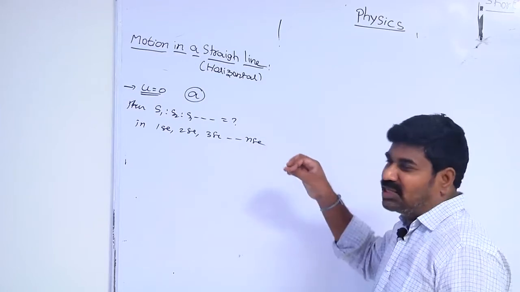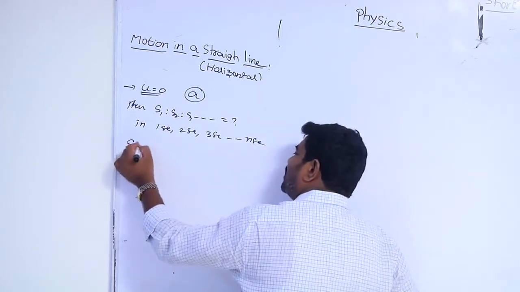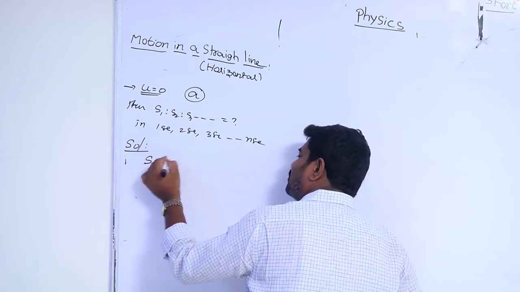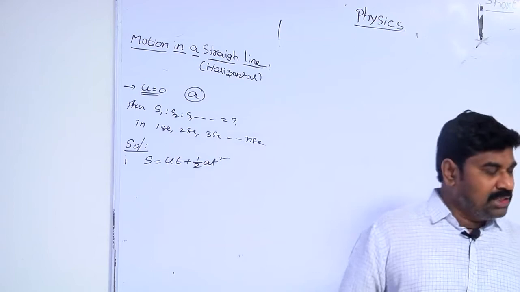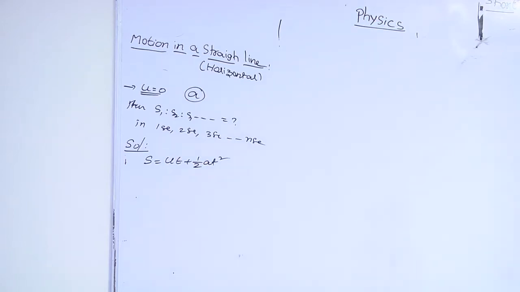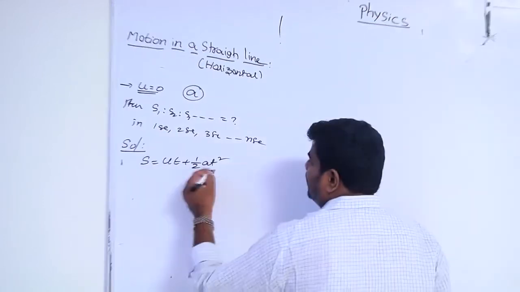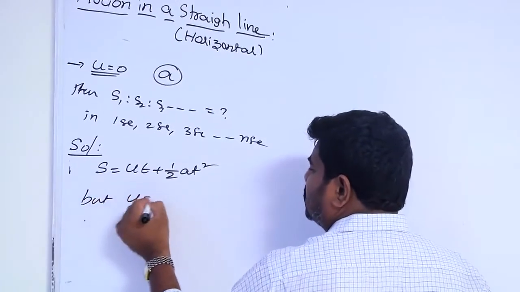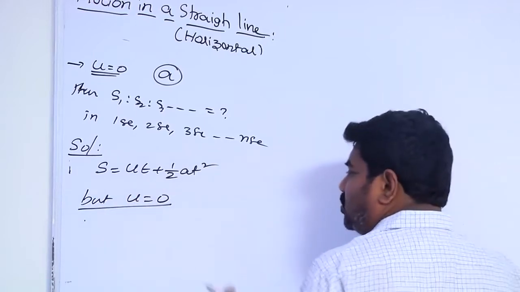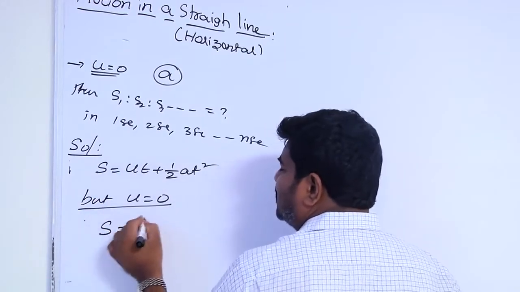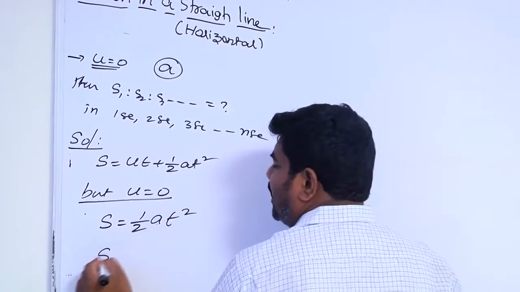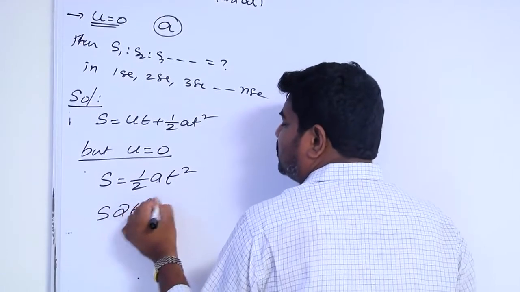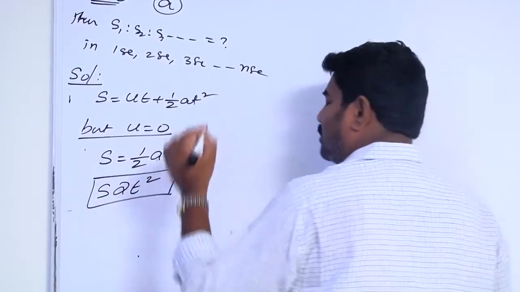In 1 second, 2 seconds, 3 seconds, which formula can we use? S is equal to ut plus half at square. But u is equal to 0, so S is equal to half at square. Here a is constant and half is constant, so S is proportional to t square.